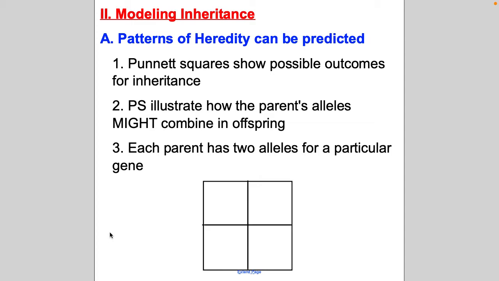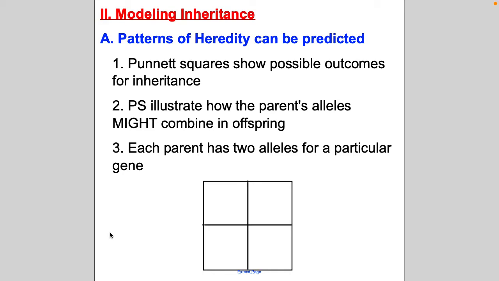All right, so today I'm going to cover the second segment of section 5.2, Understanding Inheritance. We are going to be focusing on how we can model inheritance, how we can predict what the offspring will have from their parents' combinations, basically, aka Punnett squares.